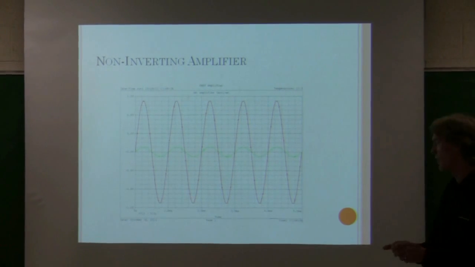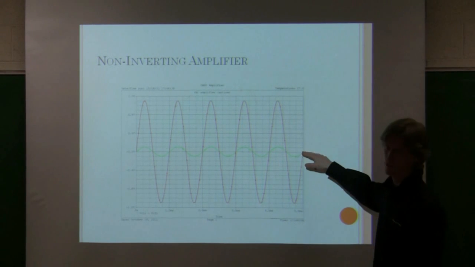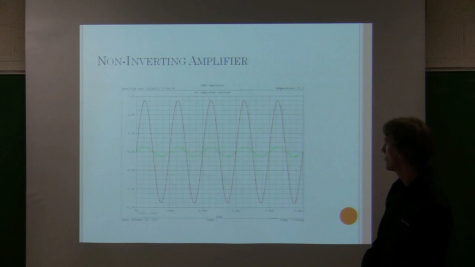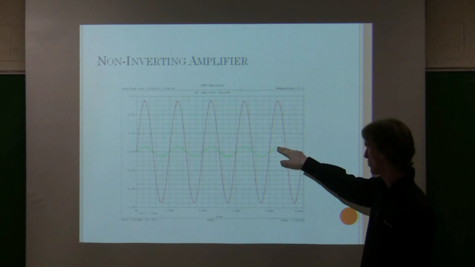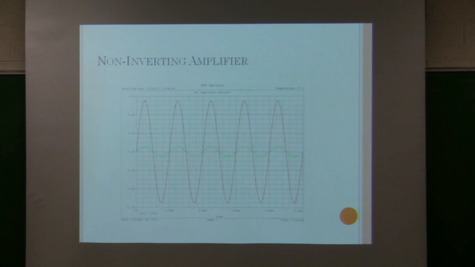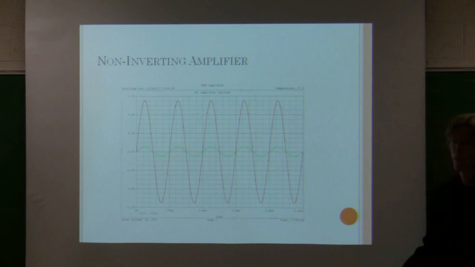The first thing is that it's non-inverting. What that means is that the green line is the input here, for example, and the red is the output. Non-inverting means that when this one is a maximum, this one is a maximum. If it's an inverting amplifier, for example, it would be switched. When this one was maximum, this one would be all the way down here, at minimum.